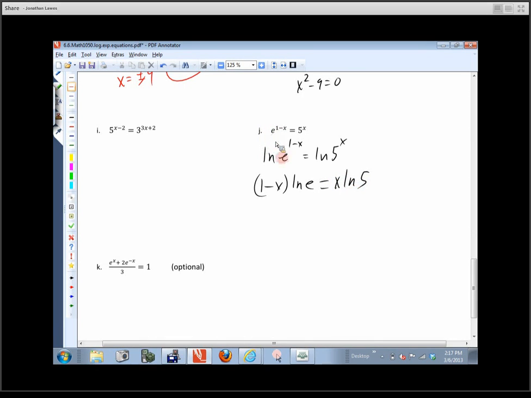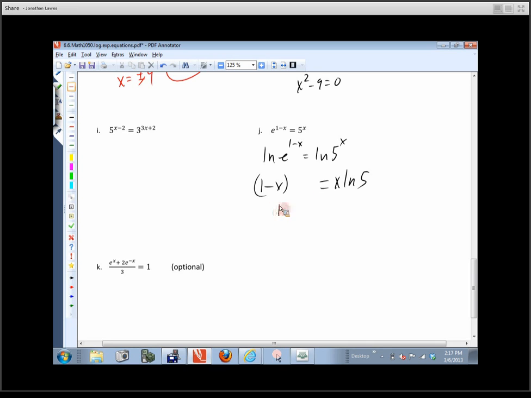Wait a minute. Don't these just cancel off? Doesn't this turn into 1 minus x? I thought so. Okay, what's ln of e? Yeah, ln of e is just 1. Okay, so it works either way. So this side is just 1 minus x. This side is x ln 5.